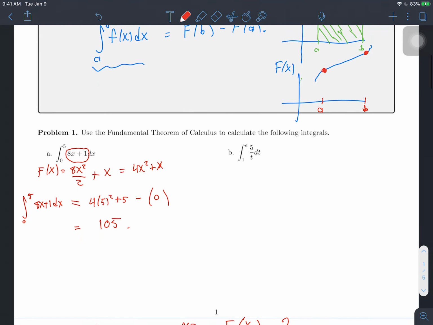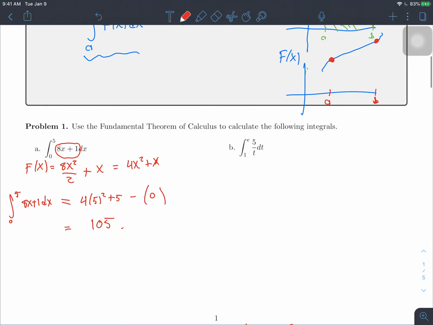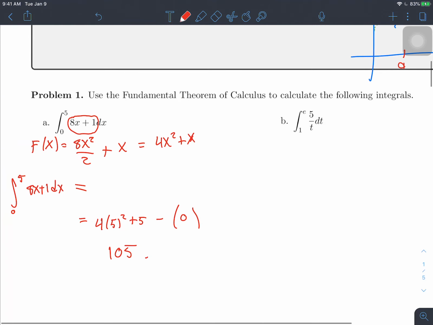Okay? So there's one thing that I want to point out in terms of notation. Let me cut this part and move it down a little bit. Sometimes what we write here is the antiderivative, so 4x squared plus x, and then we write one of these little lines like this, and we'll put 0 and 5 here. Let me just explain what this notation means.